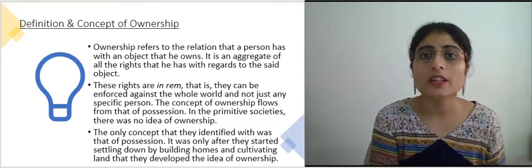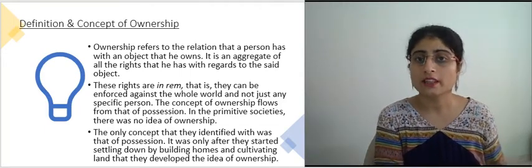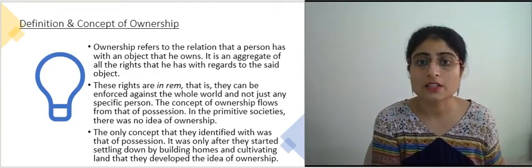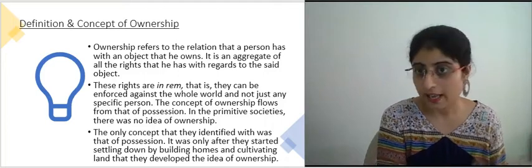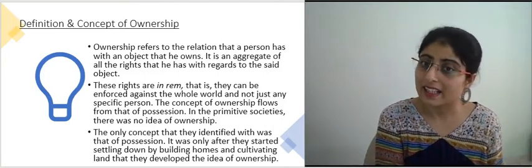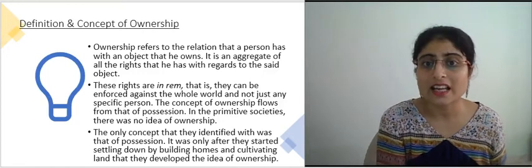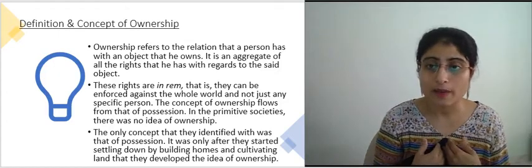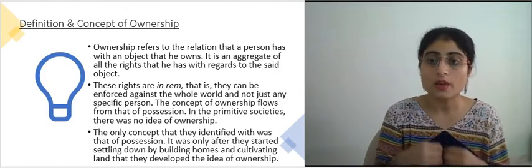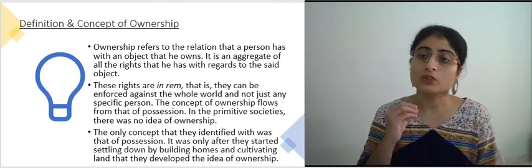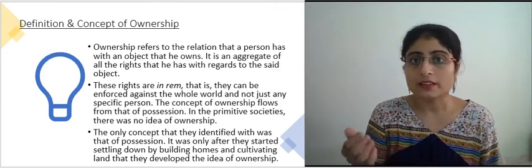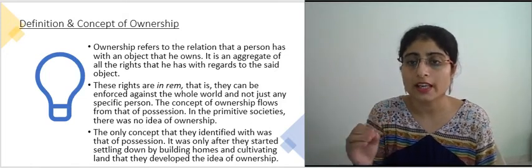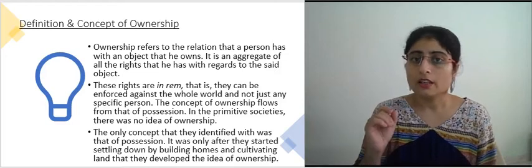Let's look into the different definitions given by different jurists, and the concept also. Ownership refers to the relation that a person has with an object that he owns. As I stated, it is an aggregate of all the rights that he has with regard to the said object. That means I would have all kinds of rights with the object that I own. Now these rights are rights in rem, that is, they can be enforced against the whole world and not against only any individual.